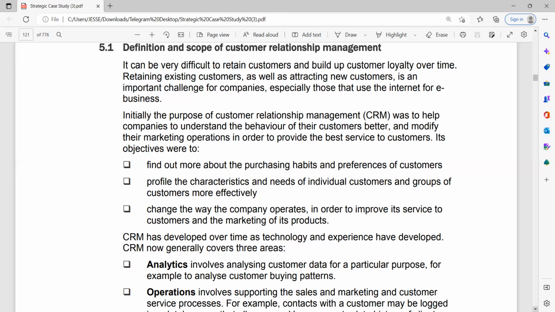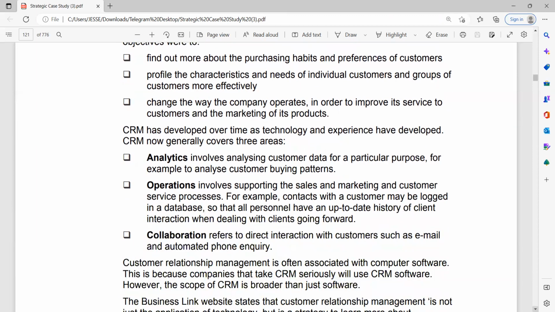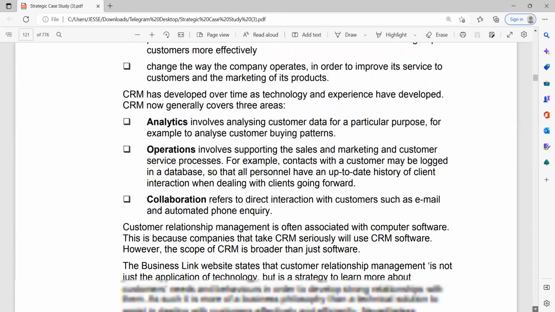However, customer relationship management has grown over time as technology has come in. It has improved and developed, and there are three areas of customer relationship management: analytics, operations, and collaboration. The analytics section, as the name suggests, is about analyzing customer data for a particular purpose. A typical example would be to analyze purchasing patterns, such as when our customer buys credit. Do they buy credit on Saturdays when they are at home so that they can call their friends? That's a typical example of a buying pattern.